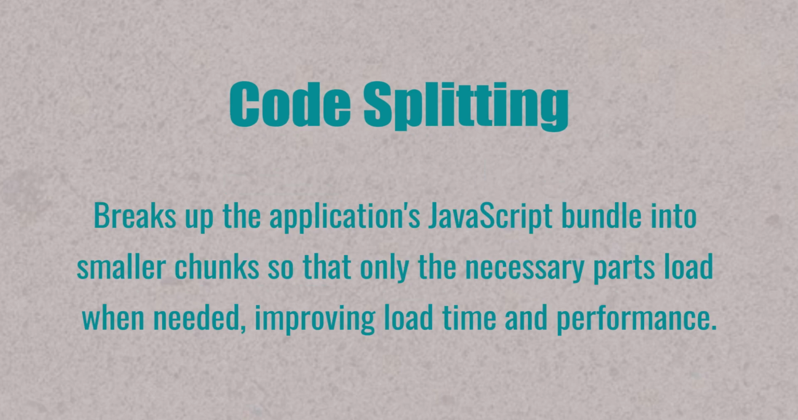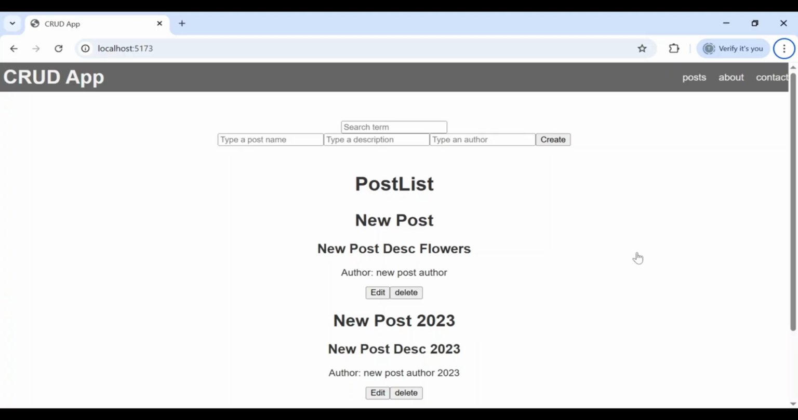Code splitting is a technique used to break up the application's JavaScript bundle into smaller chunks so that only the necessary parts of the code are loaded when needed. Without code splitting, when you import components in an application, they are all bundled up and loaded at the same time, whether you request or need them at the same time or not. And so if a component is large, it may slow down the performance of the entire application. This is the default behavior when loading applications.